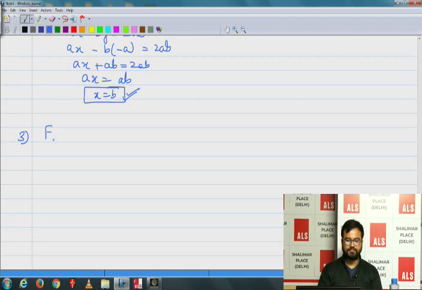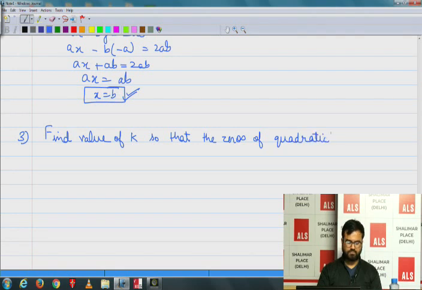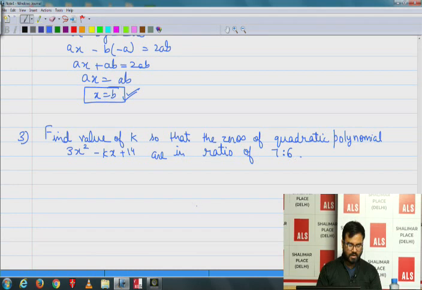The question says, find the value of k so that the zeros of the quadratic polynomial 3x square minus kx plus 14 are in the ratio 7:6. This question is from the chapter polynomials. Try this, a very good question.